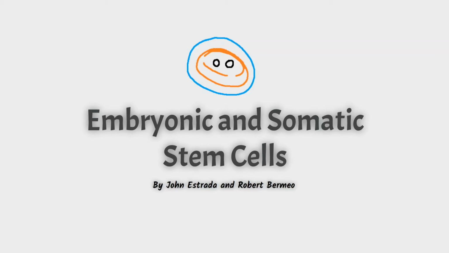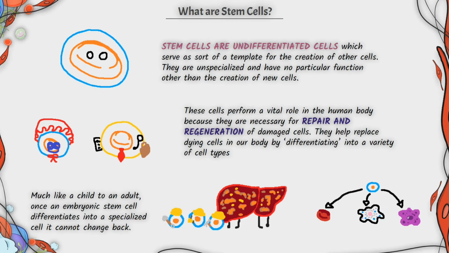What are stem cells? Stem cells are undifferentiated cells, meaning they serve no specific function. This is in contrast with nerve, intestinal, and heart cells, which specialize in the needs of their organ or body system. Basically, they do not have a certain job. Stem cells serve as a sort of template for the creation of other cells.